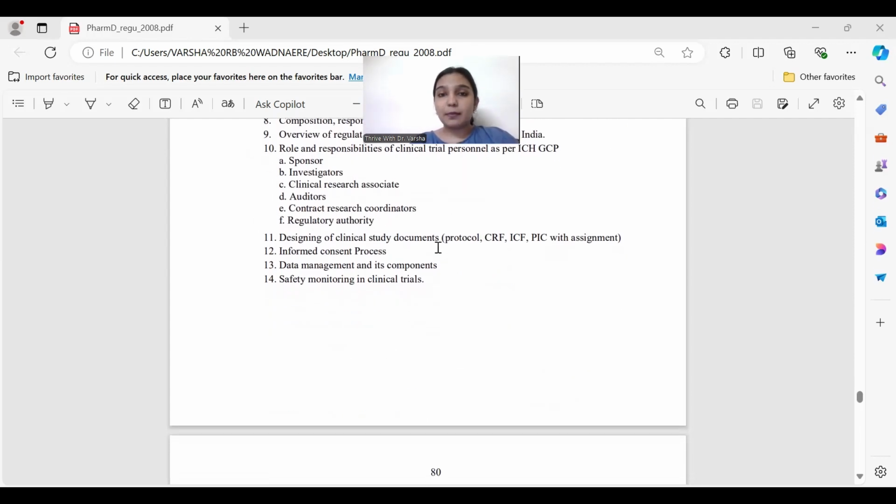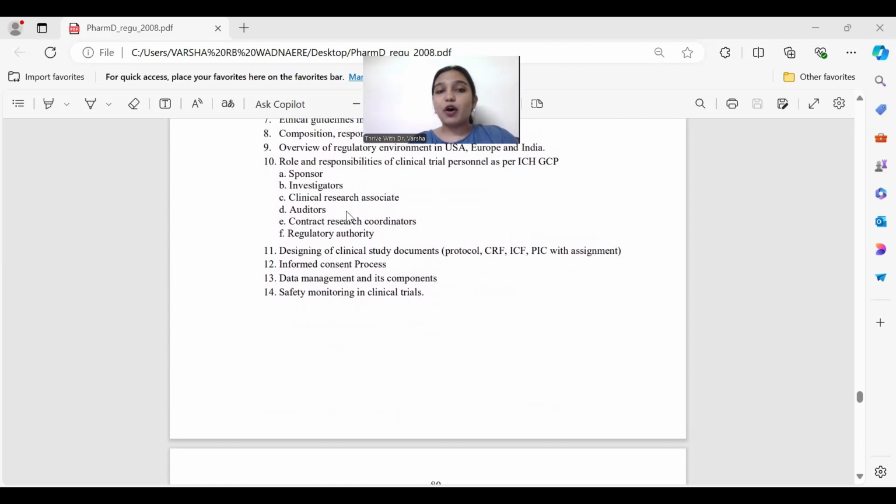It's a very easy chapter, guys. Each and every one will be for 5 marks, but they are always asked in combination, that is, mention or explain roles and responsibilities of the clinical trial personnel as per ICH GCP, and they will give you A sponsor and B auditor. So that will be for 10 marks.